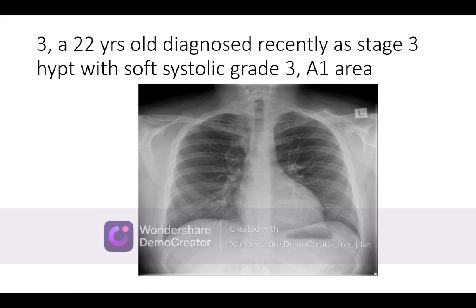This is the third one, a 22-year-old recently diagnosed with stage 3 hypertension and with a soft systolic grade 3 murmur at the aortic area. A 22-year-old hypertensive with a systolic murmur of grade 3 at the A1 area.